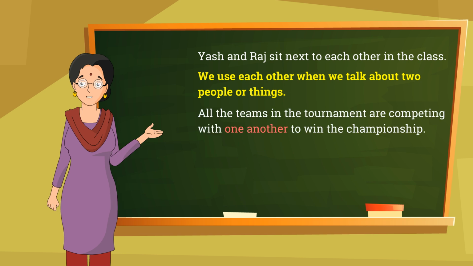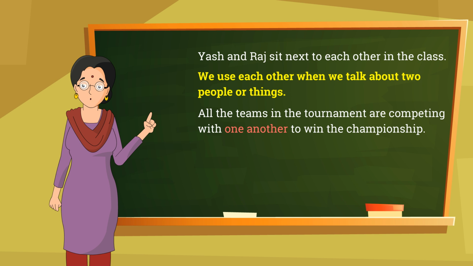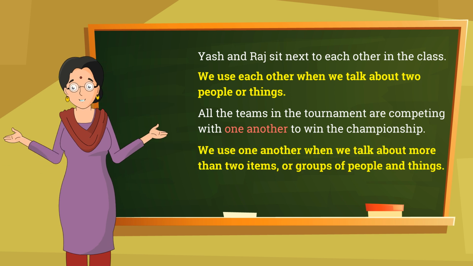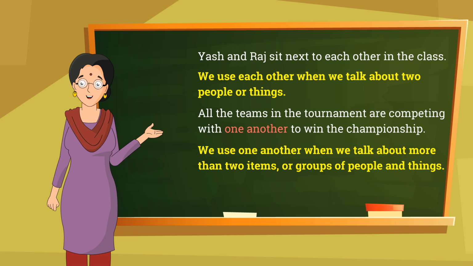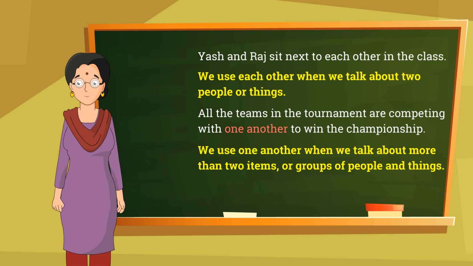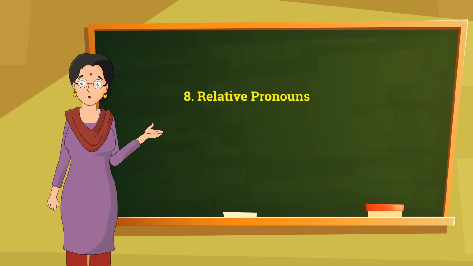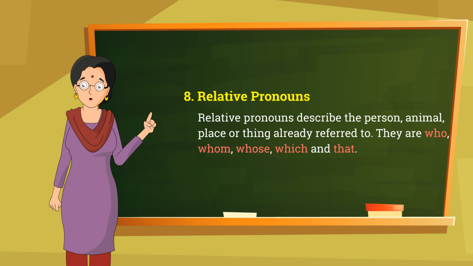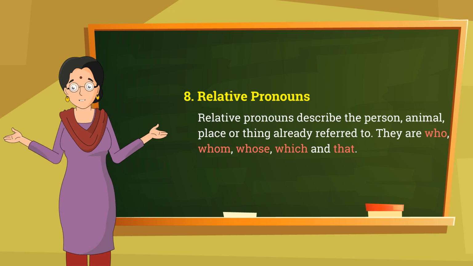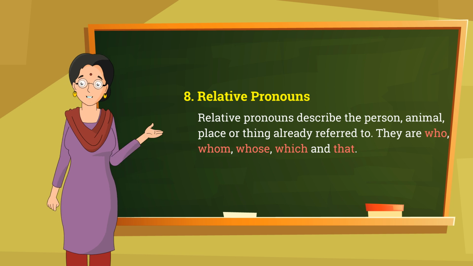All the teams in the tournament are competing with one another to win the championship. We use one another when we talk about more than two items or groups of people and things. Relative pronouns. Relative pronouns describe the person, animal, place or thing already referred to. They are who, whom, whose, which and that.